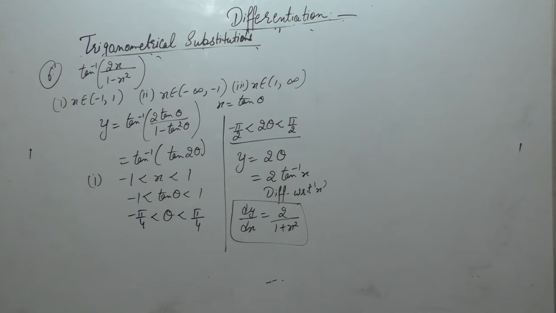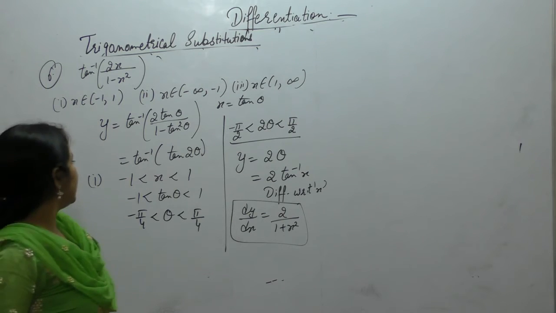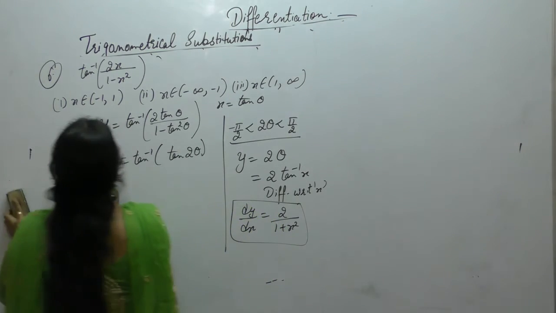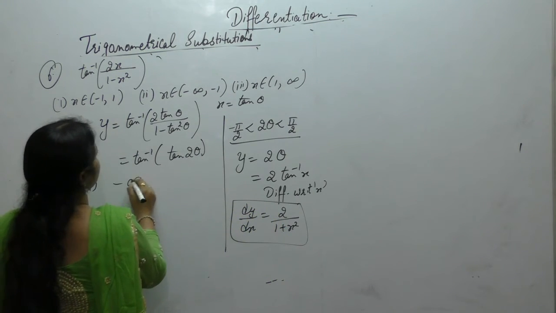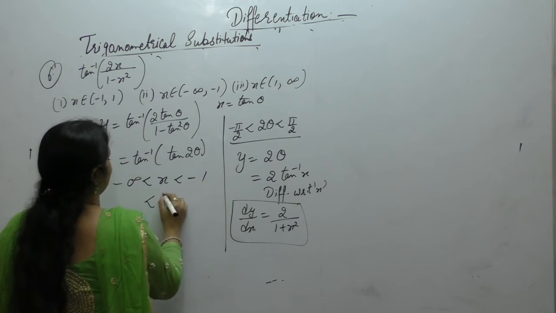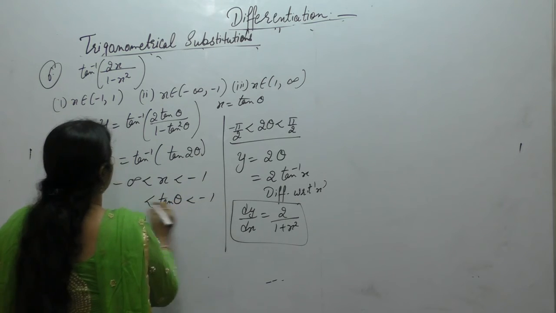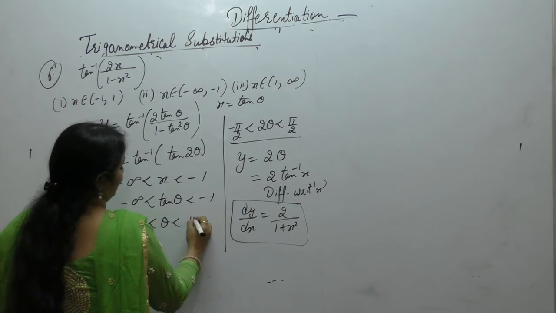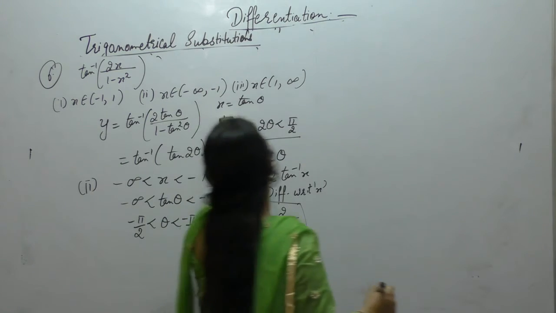Note it down. Now the second case. Second case is minus infinity less than x less than minus 1. Infinity is the value of tan 90 and 1 is the value of tan pi by 4.